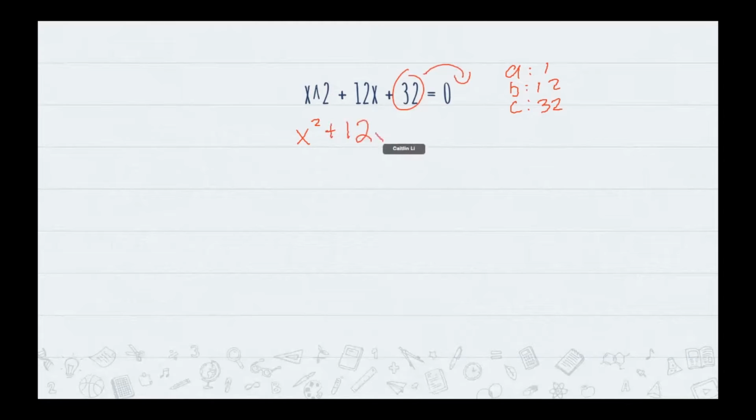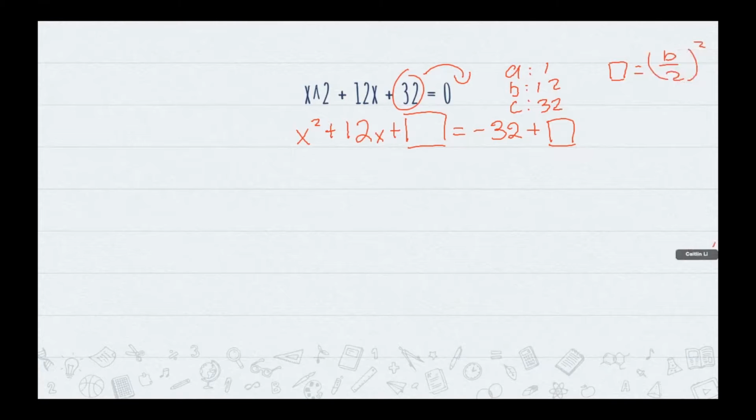or whichever you prefer, like a line or whatever. So it would be turning to a negative 32. Now, we also have to add a box here. Now what the box equals to is b divided by 2 squared. So we take our 12 and replace b in here. So 12 divided by 2 squared.